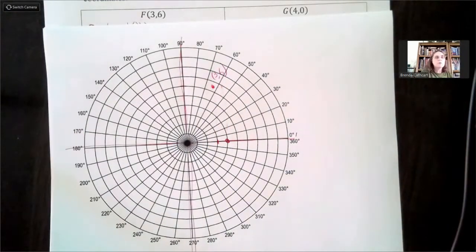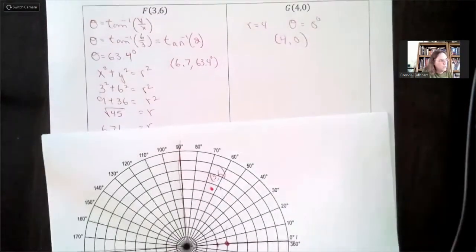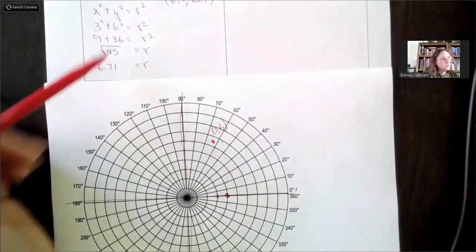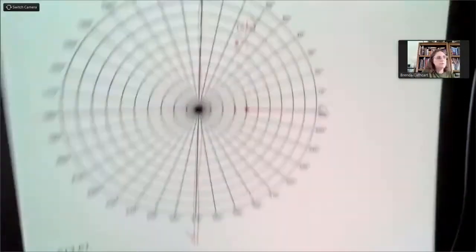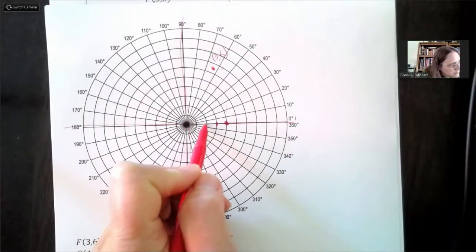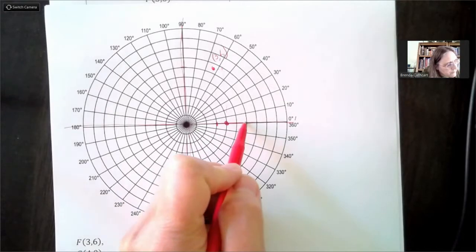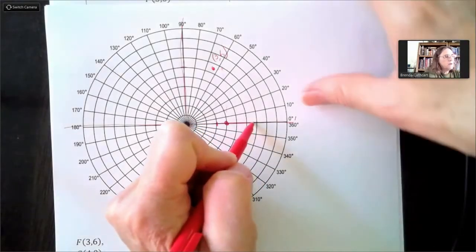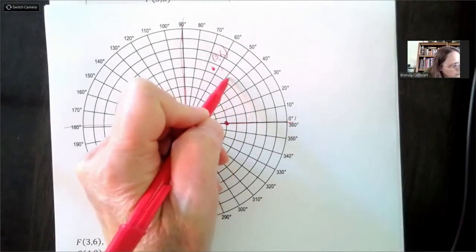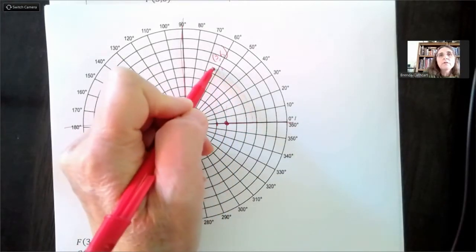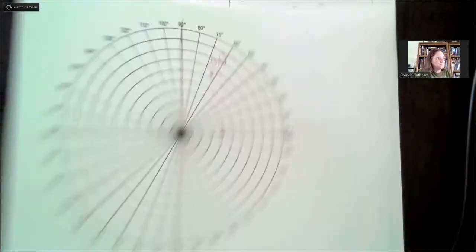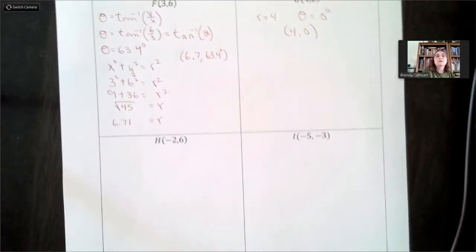Let's see if the polar coordinates match it. The polar coordinate says we needed to be at 6.7 and 63.4 degrees. So 6.7: 1, 2, 3, 4, 5, 6.7. And our angle again was 63 degrees. So we move up to 63 degrees and there we are. Okay, so that works. All right, let's convert a couple more so we can see how that works.